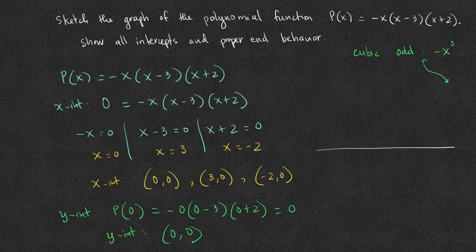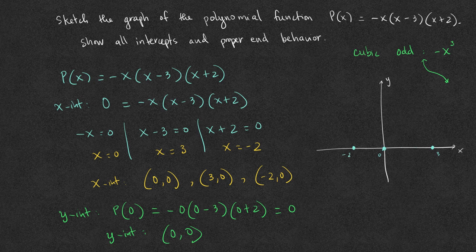We are now in a position to sketch the graph of this function. First, we plot the intercepts. When x = 0, y = 0. When x = 3, y = 0. And when x = -2, y = 0. We should clearly label these points.